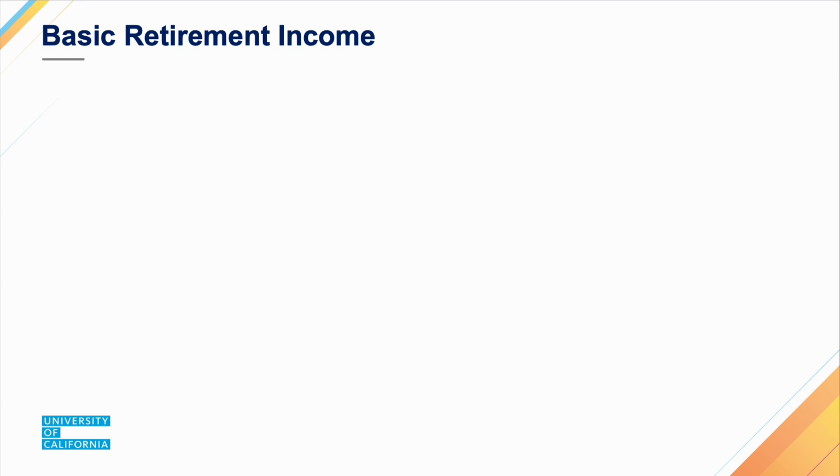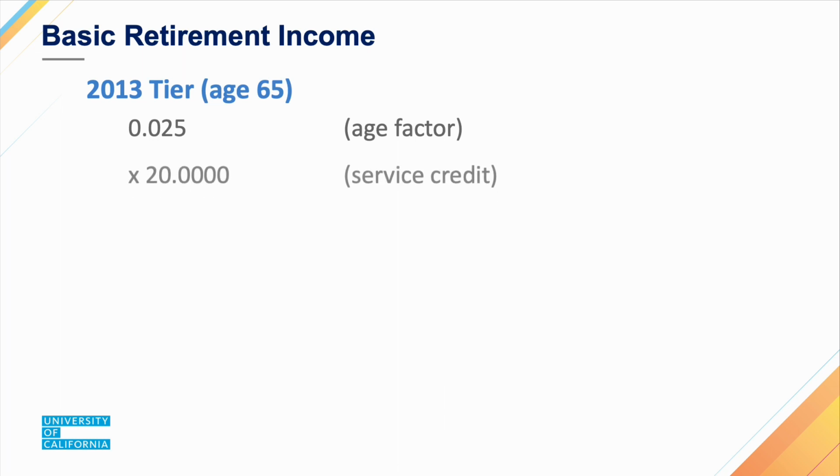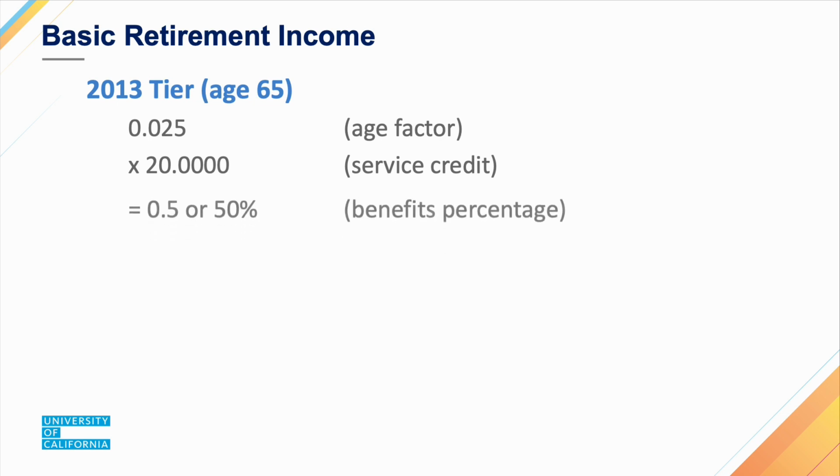Now let's go ahead and take a look at another example. This is for a 2013 tier member who's considering retirement at age 65. To calculate this member's benefit, we take the age factor for age 65, which is 2.5%. Let's say that they have 20 years of service, so we multiply those two figures together, and that'll yield a benefit percentage of 50%.